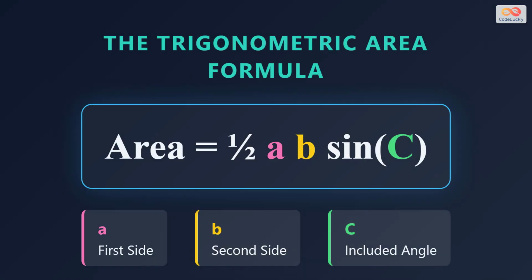Here is the formula. The area equals 1/2 multiplied by side a multiplied by side b multiplied by the sine of angle C. In this equation, a and b represent the lengths of the two known sides, and capital C represents the included angle.